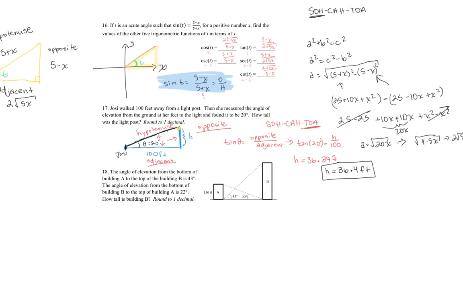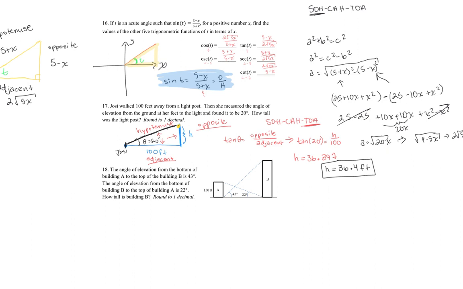Alrighty, now number 18. The angle of elevation from the bottom of building A to the top of building B is 43 degrees. So that's our angle here. And then it says the angle of elevation from the bottom of building B to the top of building A is 22. So that's this angle here. How tall is building B? So this is where it gets kind of fun. I'm going to go ahead and split these up just to show y'all something.